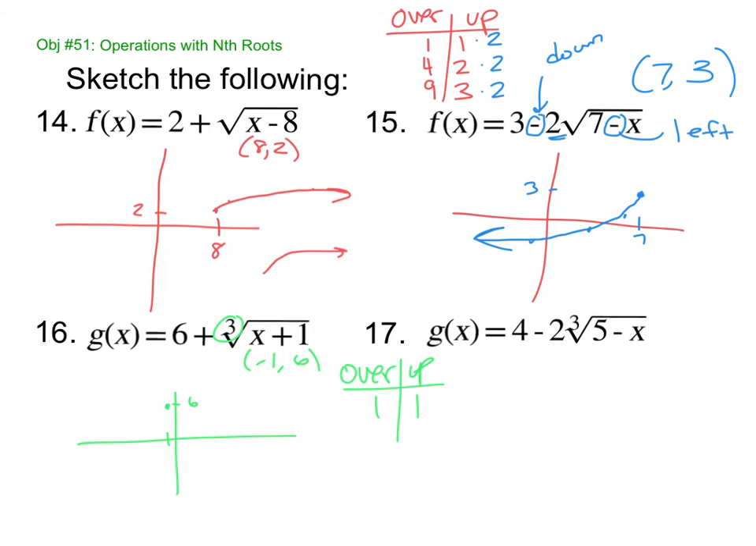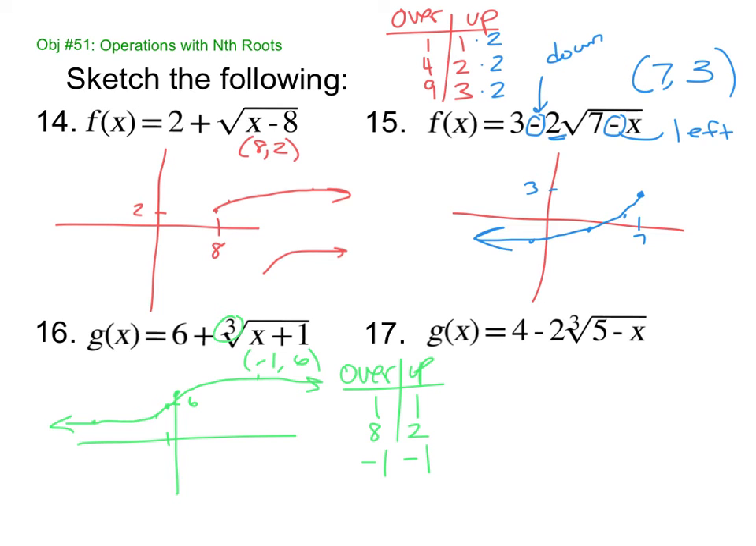What's the next cubed root? 8. The cubed root of 8 is 2. So we're going to go over 1, up 1. But you can also take the cubed root of a negative, right? The cubed root of -1 is -1. So then we go down and left, over 8 up 2, over 8 down 2. So this one, remember, looks like this. All right, it's got that inflection point.